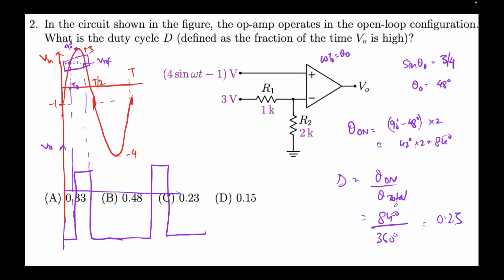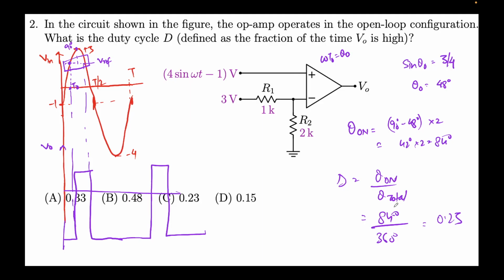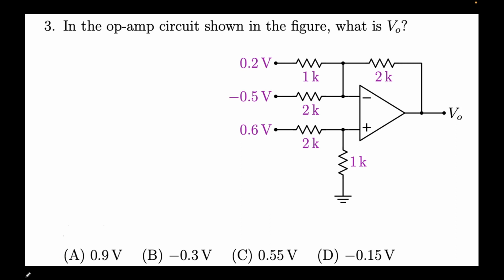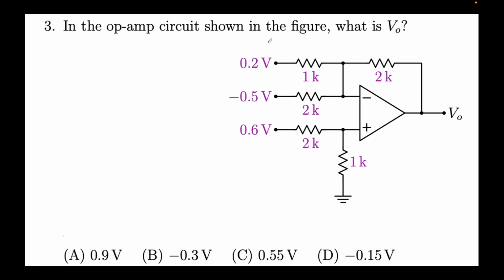All right, so let's pause a bit. If there are any comments or questions, please go ahead. All right, now let's go ahead with the next problem, which is over here. In the op-amp circuit shown in the figure, what is V0? Very straightforward question. We need to find the output voltage for this given circuit.